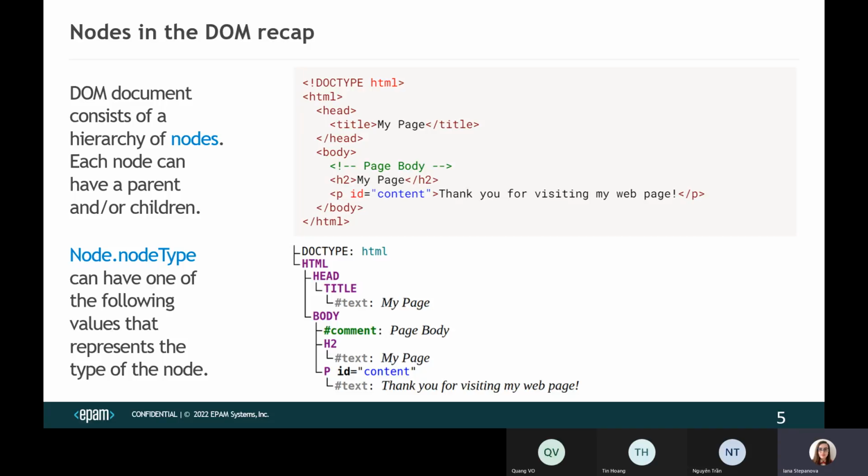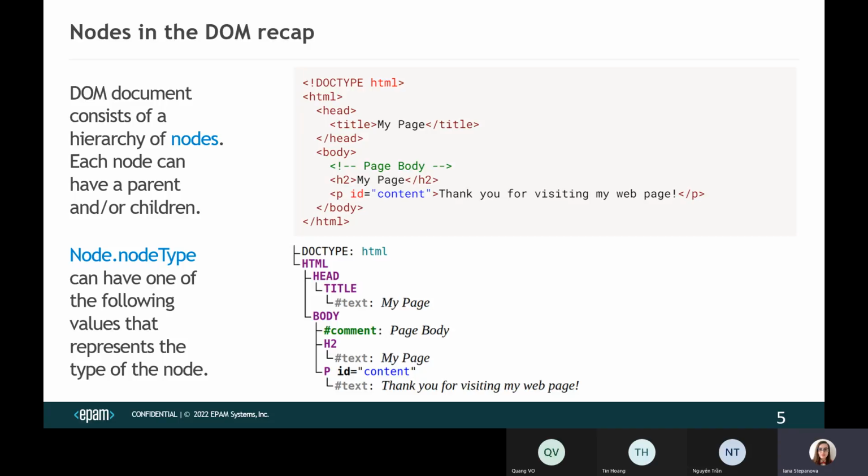Also, while we are recapping the DOM, let's quickly brush up on our knowledge of nodes and node types, because from my experience they are very easily confused: what are nodes, what are elements. So the window.document Document Object Model consists of a hierarchy of nodes. If we look at the example of this HTML, we can see that as a DOM, it looks like a tree.